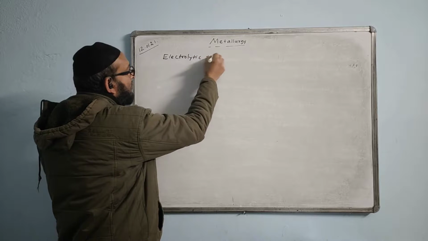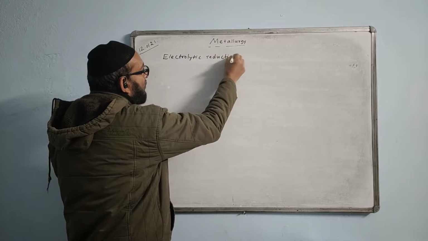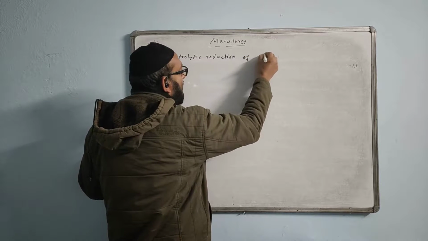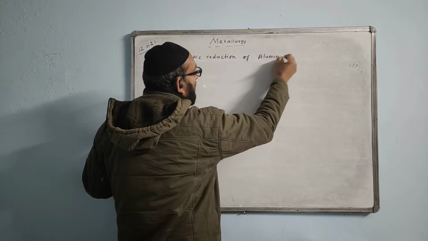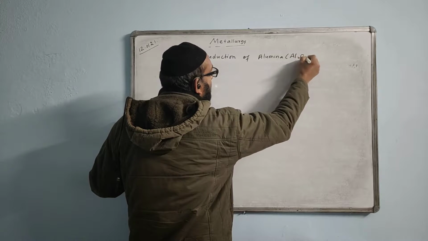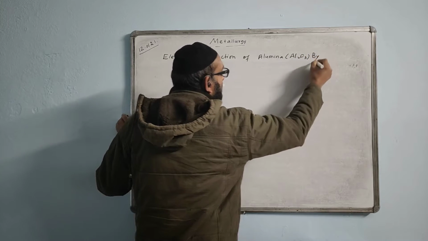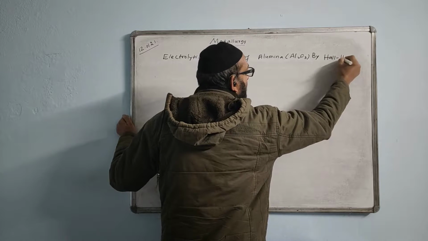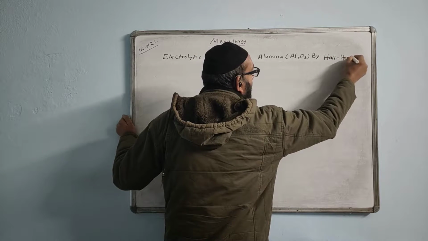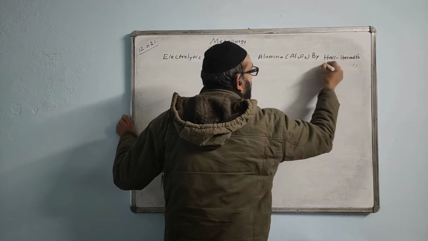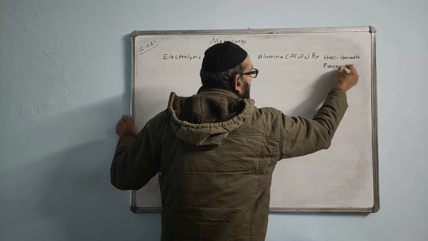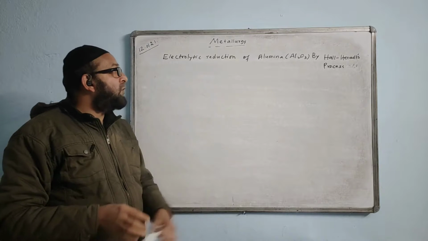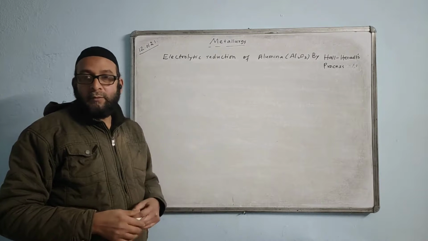Electrolytic reduction. You can understand it because notes have already been given. Electrolytic reduction of alumina, that means Al2O3, by Héroult's process. Okay. Today's continuation is from this topic onwards.